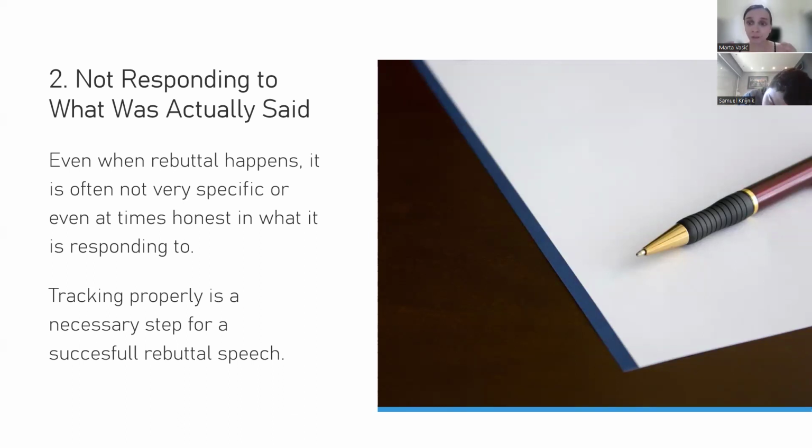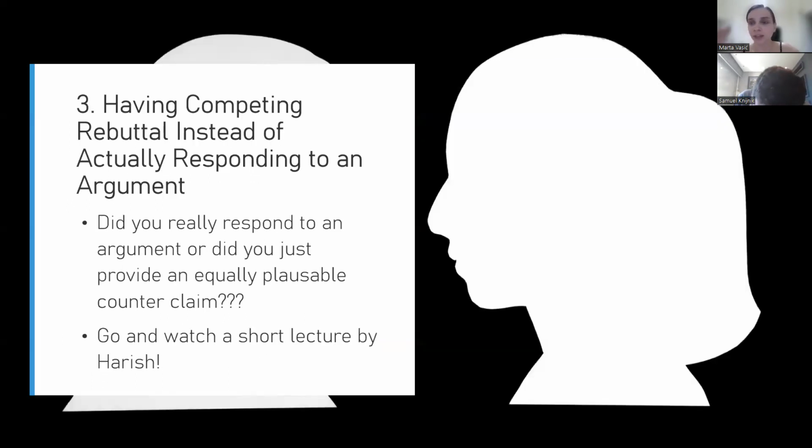However, I think the first emphasis should be that I need to track properly. I need to write down what they have said in a very clear and precise manner, and only then can I respond to the argument. Okay? So tracking is a not very sexy skill in debating, but super useful, and we need to emphasize it more.